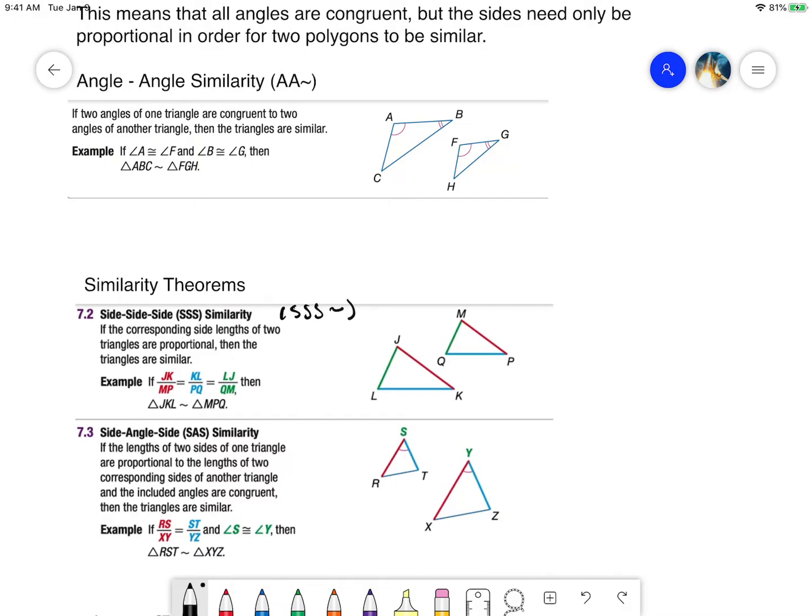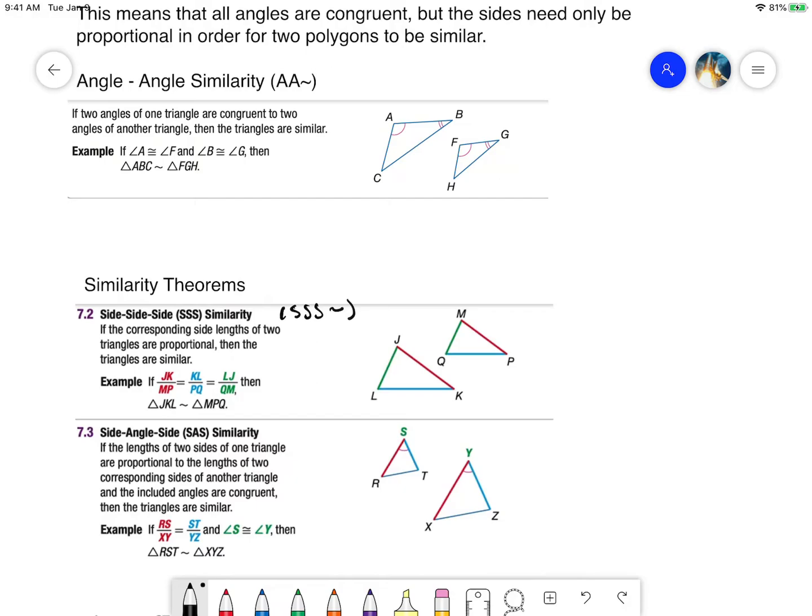Then we have side-angle-side similarity, which says that if two sides of a triangle are proportional, and the angle in between, the included angle, is congruent, so in this case S and Y, then those two triangles are guaranteed to be similar. That kind of makes sense.